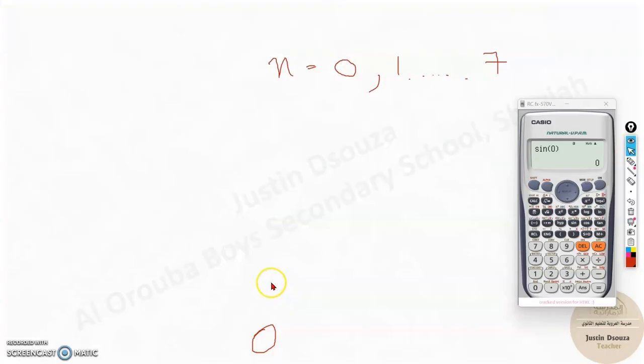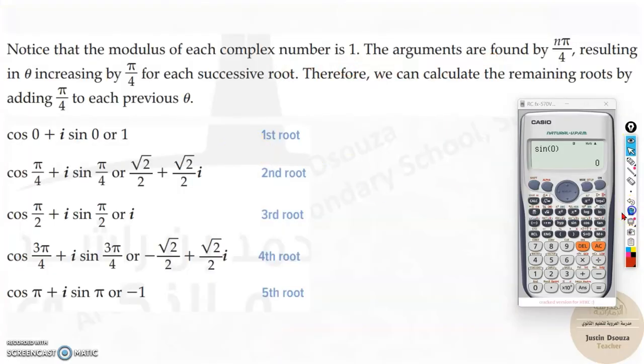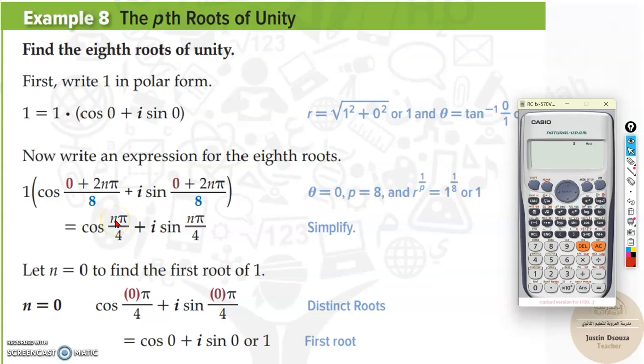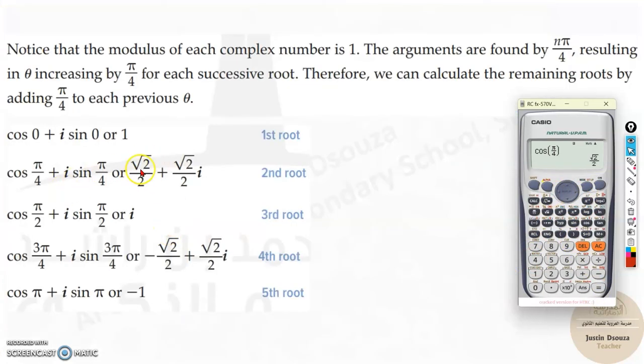Let's do the second root now. For the second root, all you need to do is, over here, this is the first root we just found. Second root, we see the equation, right? Instead of n, put 1. For the third root, instead of n, put 2. That is what we are doing. So I will show you cos pi by 4, because n is 1. Now press equal to, you will get root 2 by 2. Let's double check the answer. Yes, it is root 2 divided by 2. Now let's make it for sine. It's the same thing, root 2 by 2. But over here the i remains.